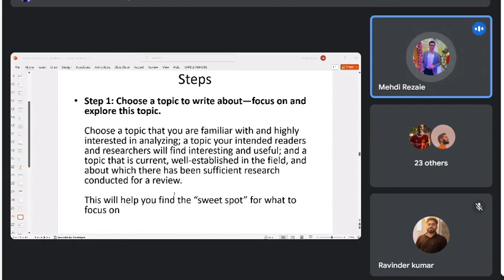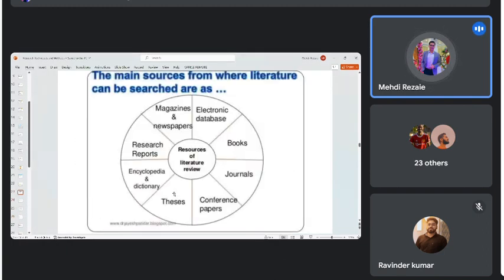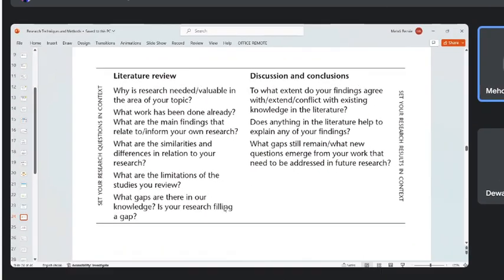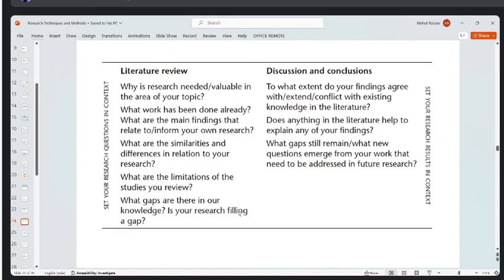Hetvi has asked a question, sir. What does discussion exactly mean in a dissertation? Hetvi, discussion actually talks about what you found out in your literature review. Or if there were any similarities that you got and you want to tell people about.